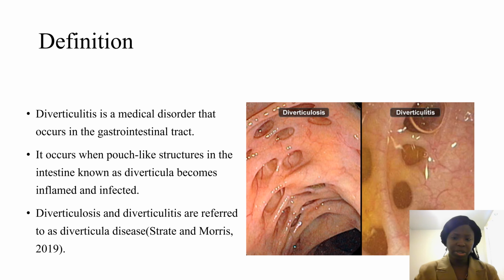Now the second picture is showing when that diverticulum has been infected and inflamed. You can see the yellow coloration over there. These two conditions, diverticulosis and diverticulitis, are both referred to as diverticular disease.